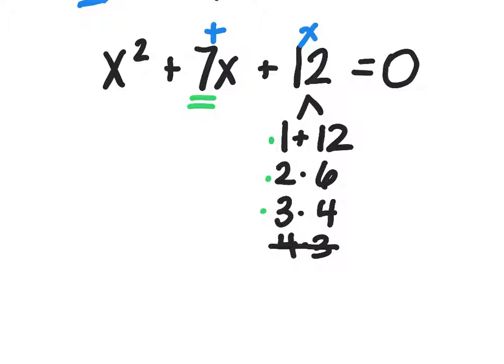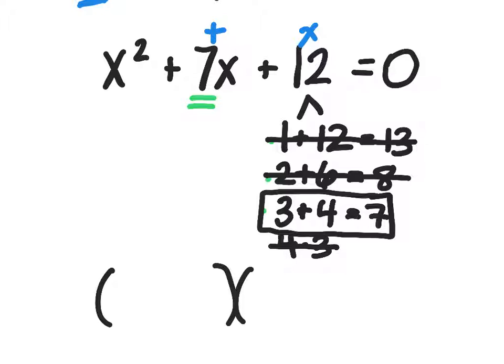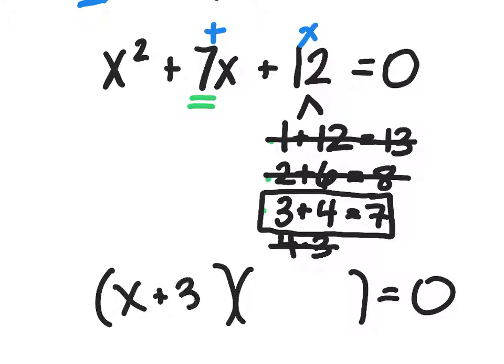So if I know 1 plus 12 equals 13, that is not positive 7, so we can cross out that set of factors. 2 plus 6 is equal to 8, that is not equal to 7, so I can cross that out. 3 plus 4 is equal to 7. That is going to be my set of factors. So when I rewrite this in factored form, I will have x plus 3 and x plus 4.